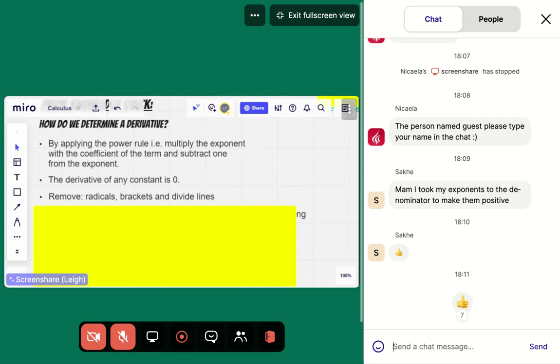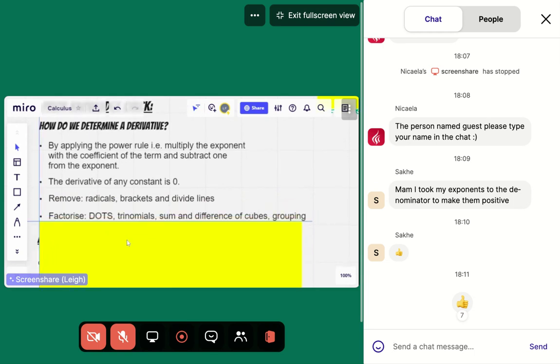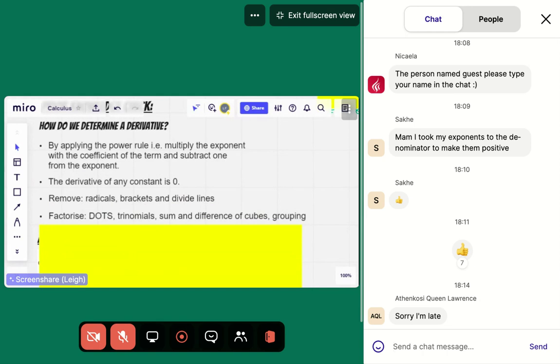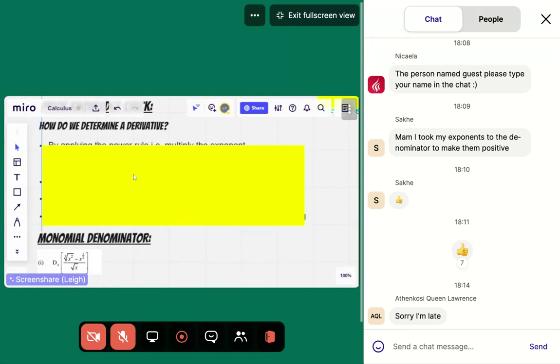Radicals are roots, brackets we know from FOIL or squaring binomials, and divide lines. We saw a little of that last week, but we're going to concentrate on it more. Another prior knowledge skill we need is to be able to factorize: difference of 2 squares, all trinomials, sum and difference of cubes, which you may be a little rusty on, and potentially even a question with grouping in it. I did find one like that and have set it on the side. I don't know if we're going to get there today.